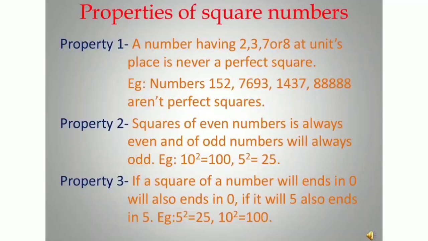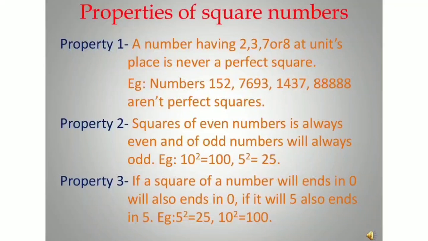Example, 10 square, which is 100, and we know that 10 and 100 both are even. 5 square is 25. 5 and 25 both are odd. Now the third property: if a number ends in 0, its square will also end in 0, and if it ends in 5, its square will also end in 5. Example, 5 square is 25 and 10 square is 100.